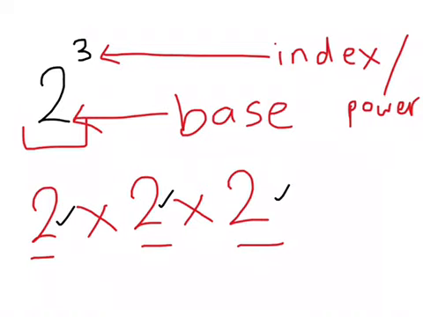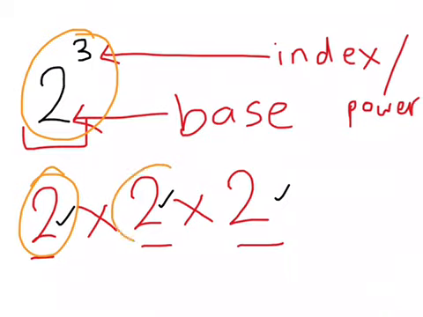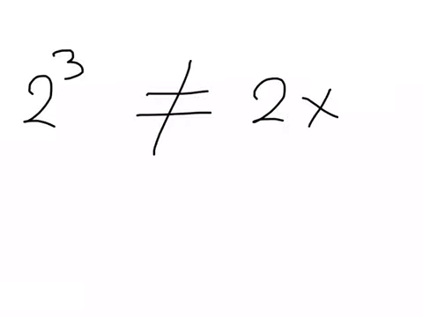So we need to make sure we're understanding that 2 to the power of 3, so that's how we say this thing here, 2 to the power of 3, or 2 to the 3, is equivalent to 2 times 2 times 2. So just avoiding some common mistakes that people make. 2 to the power of 3 does not mean 2 times 3, which is a common mistake, so we need to try and get that out of our heads.